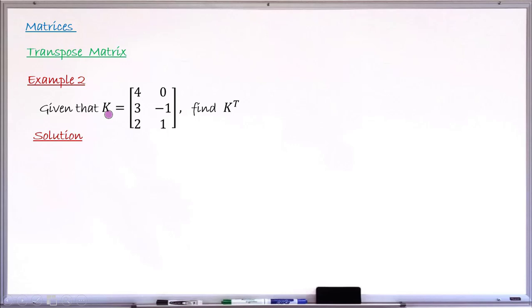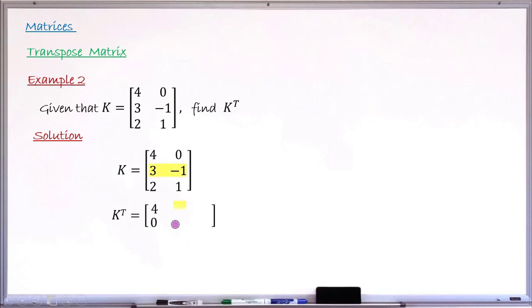Solution to this very problem: copying down the original matrix K with the entries, we now attempt to find the transpose of that very matrix, K^T. So the elements in the first row of the original will now become the elements in the first column. Let me do that. So 4, 0 would now be the elements in the first column here.